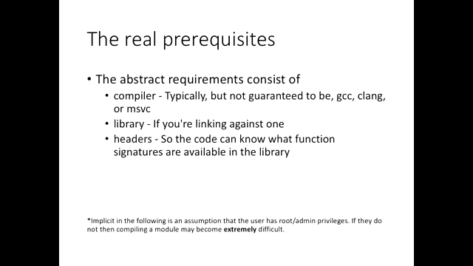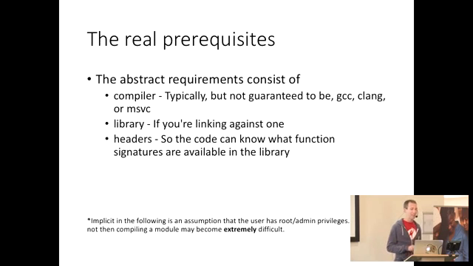So we guessed that we'd need a compiler at the beginning, but what is actually required? Well, the real prerequisites are, of course, the compiler, which we've already discussed. Typically, that's going to be GCC, Clang, but it's also Microsoft Visual Studio on Windows. Sometimes it's things like MinGW. It can be more than just the standard set of compilers. If you're compiling against a library, then you're going to need a library.